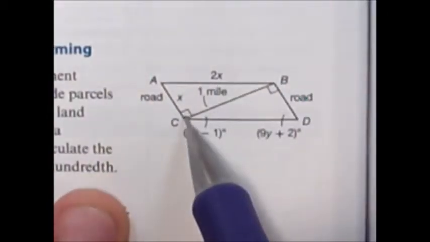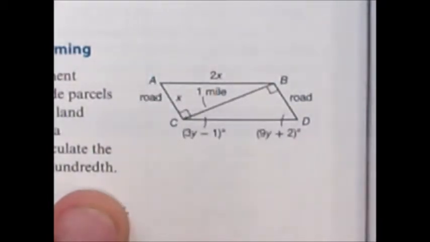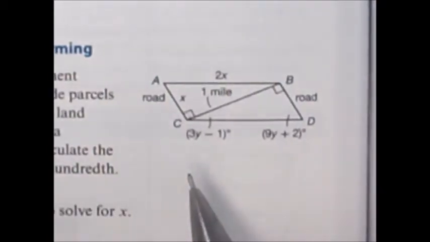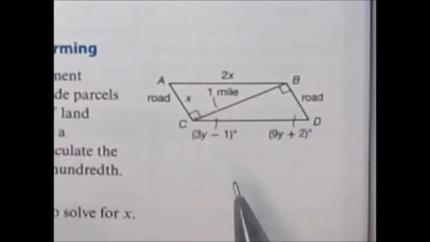The diagonal is 1 mile. It also shows us that this diagonal creates a right triangle in this particular instance. So we should automatically think we're probably going to use the Pythagorean theorem at some point.